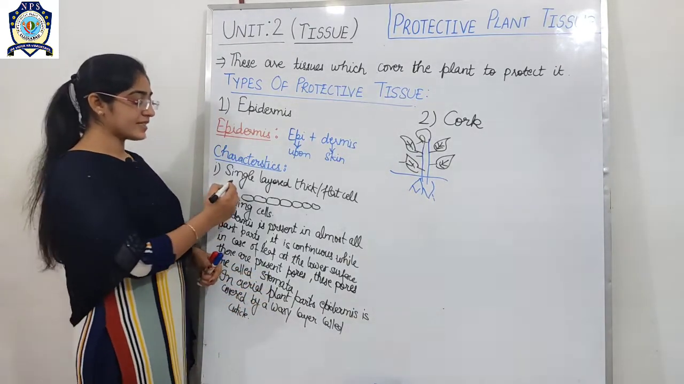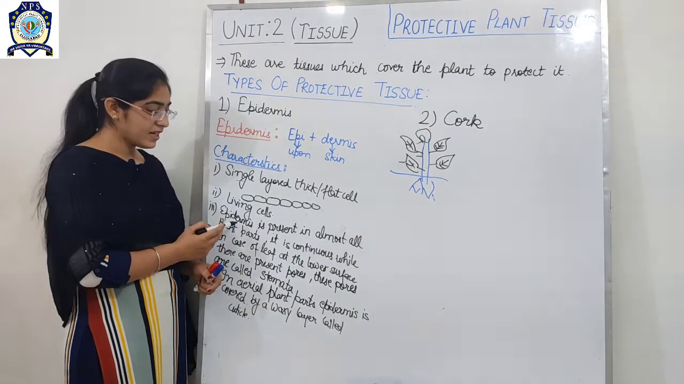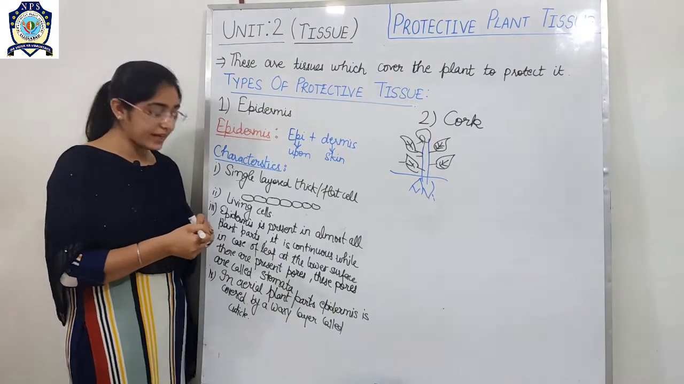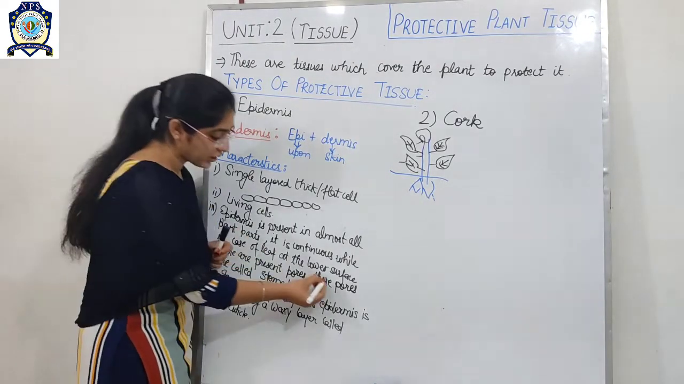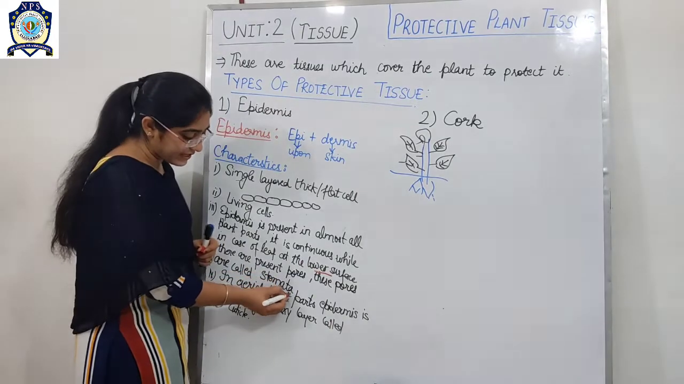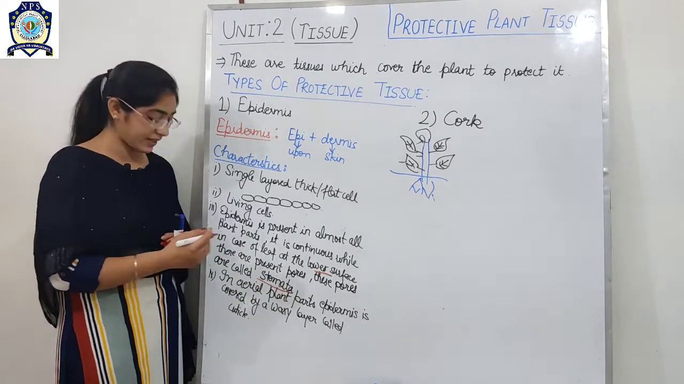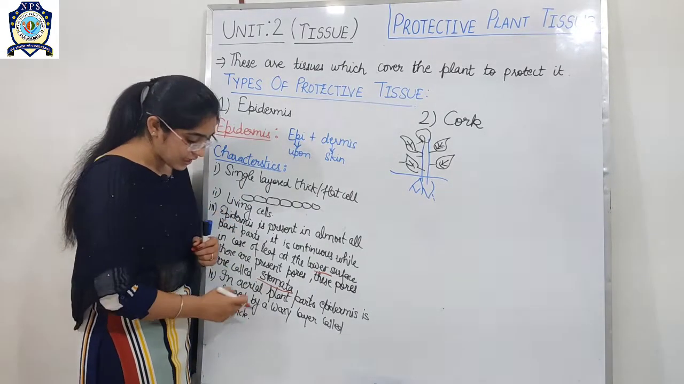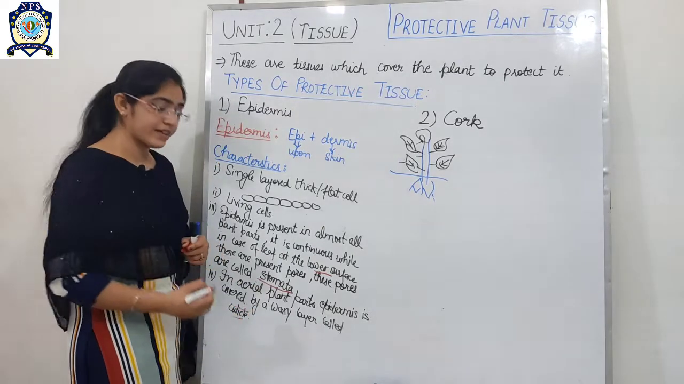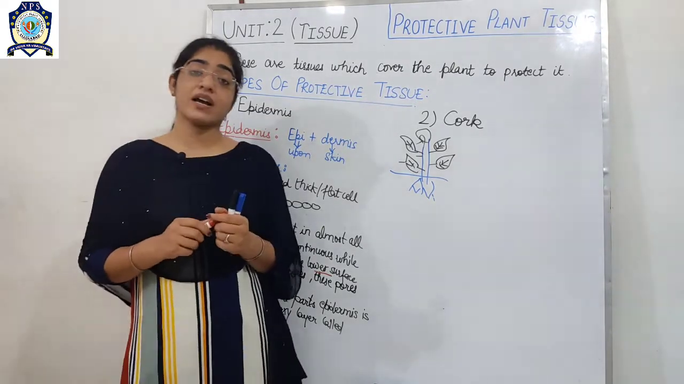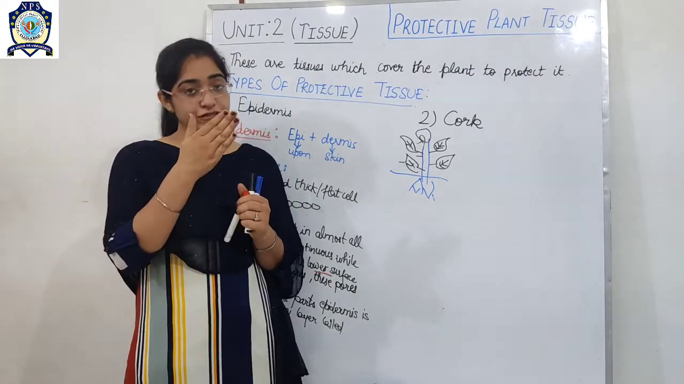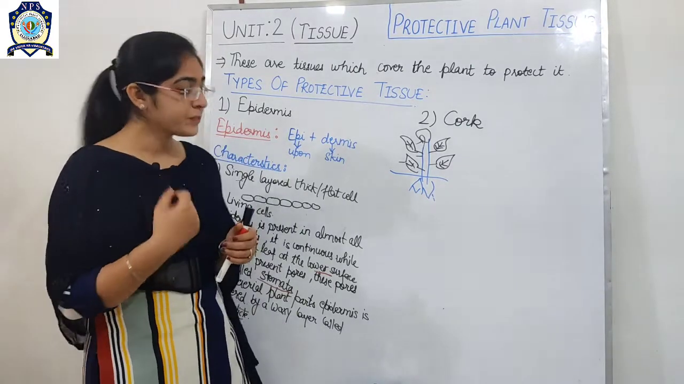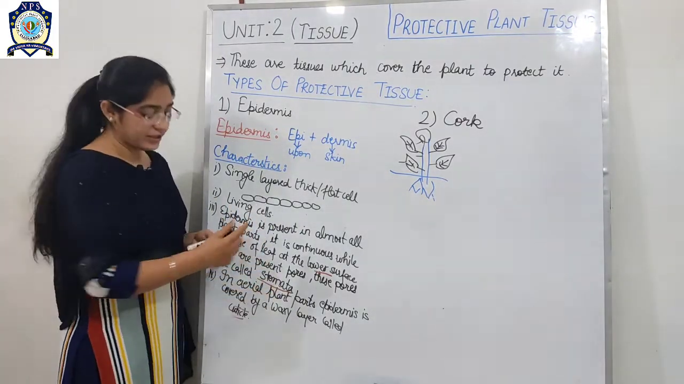Again I am repeating: single layered living cells, and it is present in almost all the plant parts, but in the leaf at the lower surface the pores are present and these are called the stomata. While in the aerial plant part, as I explained, there is a waxy layer called the cuticle. That's why rainwater flows down from the surface of the leaf. Am I clear?